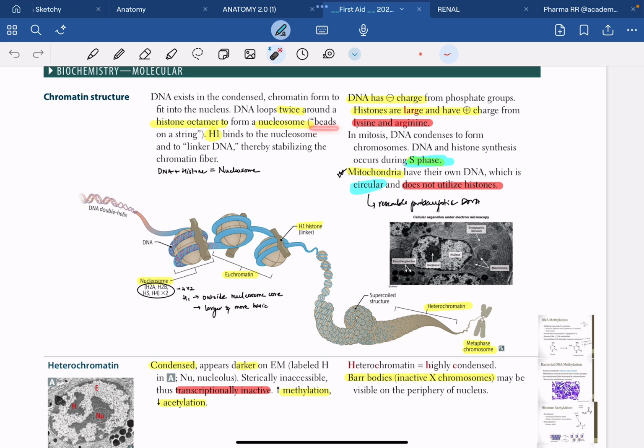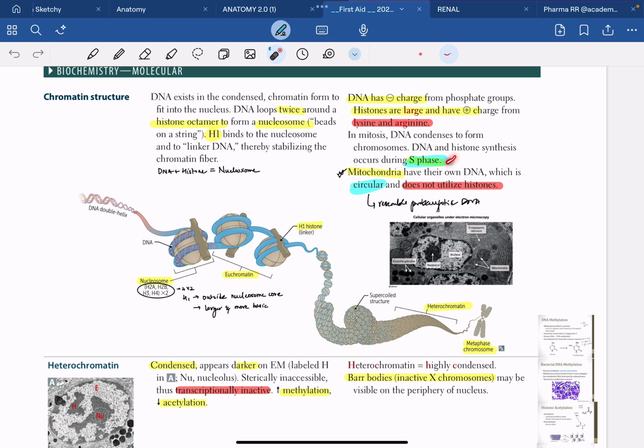This forms a bead on a string appearance. H1 binds to the nucleosome and to the linker DNA, thereby stabilizing the chromatin fiber. DNA has negative charge, which is from the phosphate group, and histone has a large positive charge from the lysine and the arginine. In mitosis, DNA condenses to form the chromosomes. Then DNA and histone synthesis occurs in the S phase.